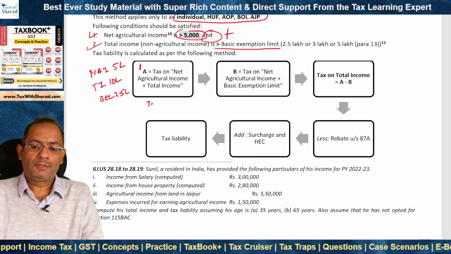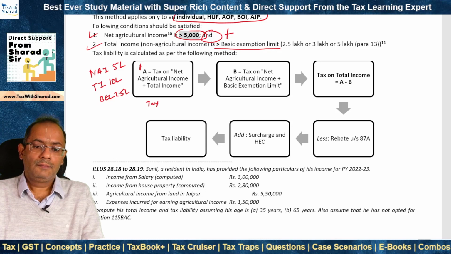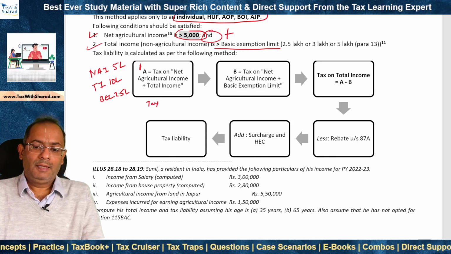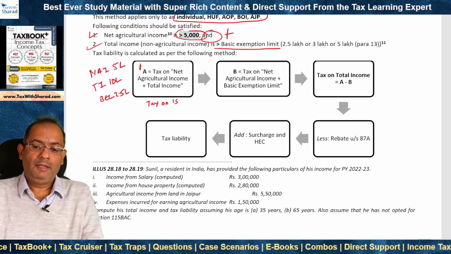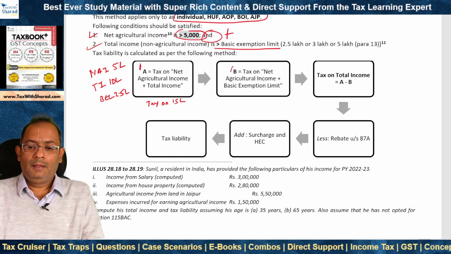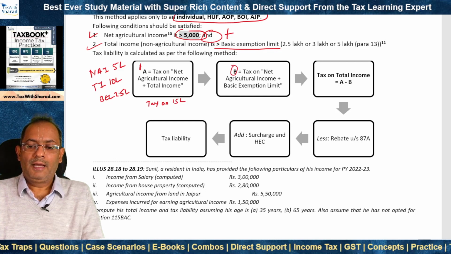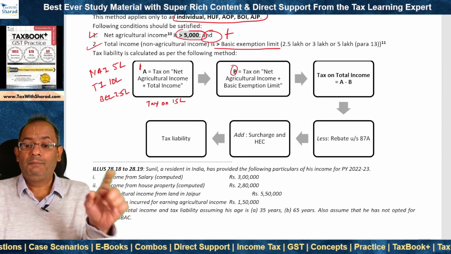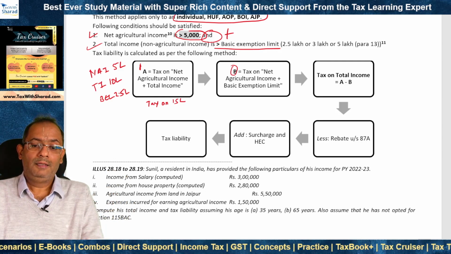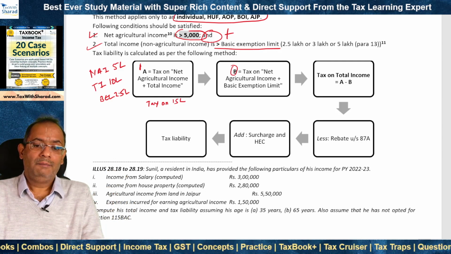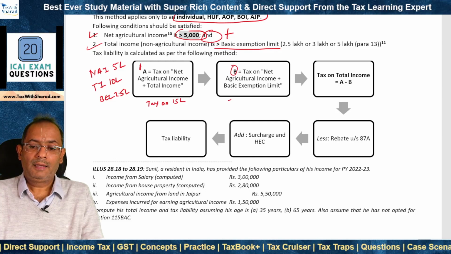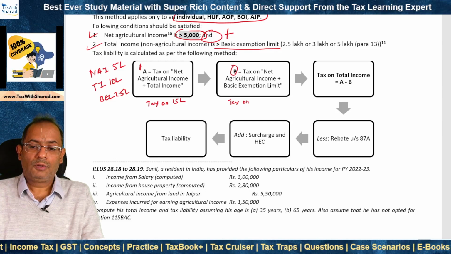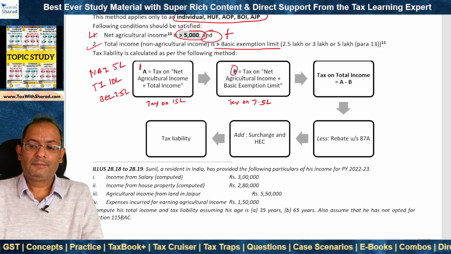So we compute tax on 5 lakh plus 10 lakh. That means tax on 15 lakh. Then in B, what we do? We compute tax on net agricultural income plus basic exemption limit. So net agricultural income is 5 lakh. Basic exemption limit is 2.5 lakh. So in B, we compute tax on 7.5 lakh.